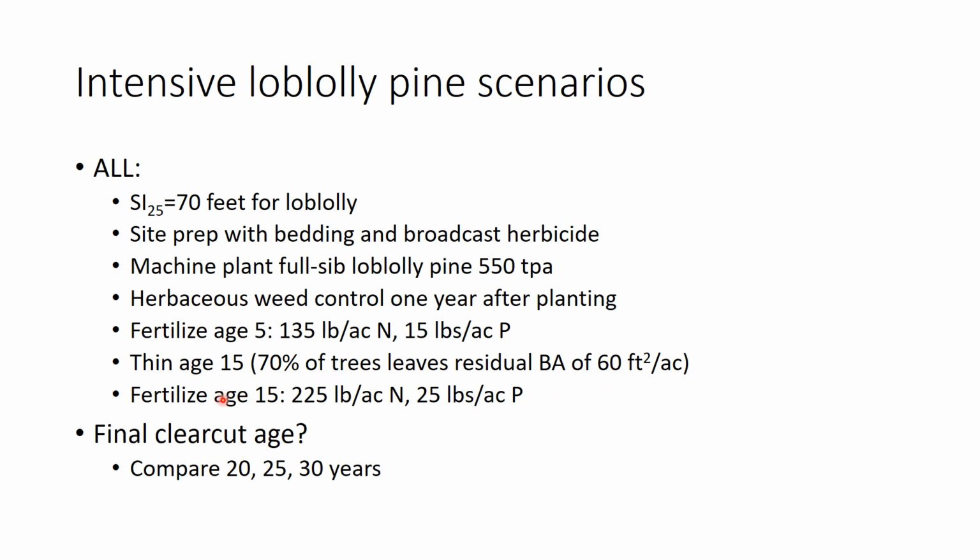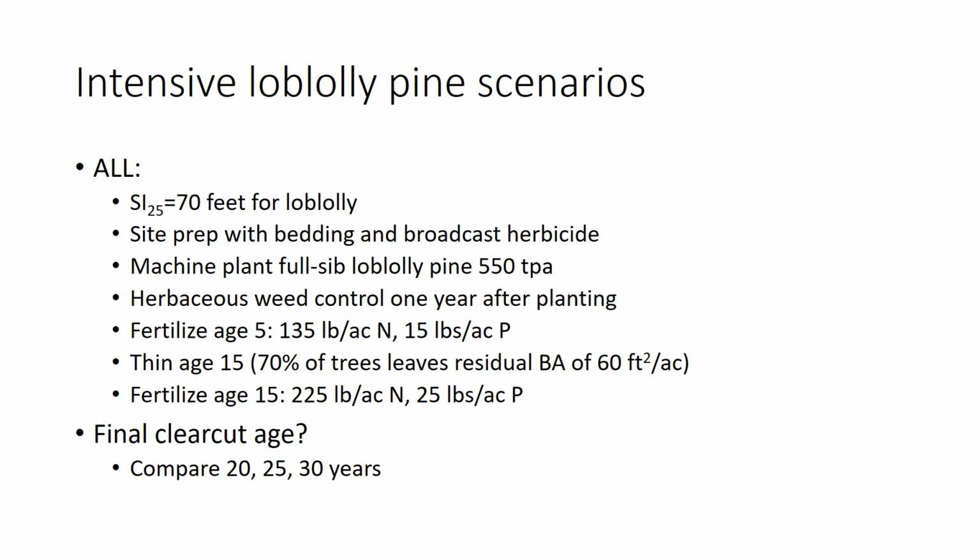And then it's a pretty common prescription to fertilize at thinning or immediately after thinning to give those residual trees plenty of nutrition. So we're going to fertilize after thinning, 225 pounds per acre nitrogen, 25 pounds per acre of phosphorus. Okay, and then test different rotation lengths. Reminder, because we're testing different rotation lengths, we can't use net present value to compare these scenarios. We have to use land expectation values.